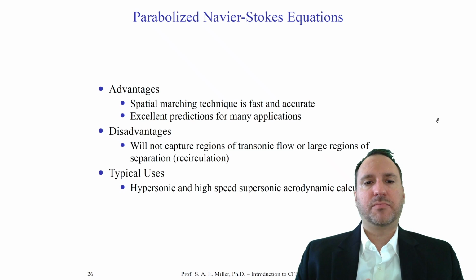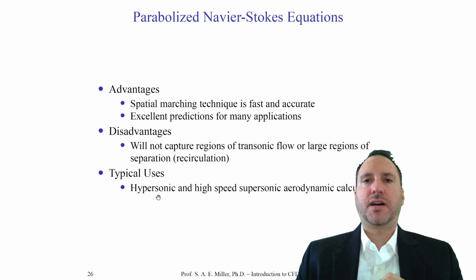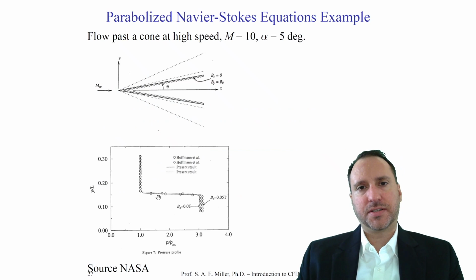There are many excellent predictions for many applications using this set of equations. There are certain disadvantages. They will not capture regions of transonic flow or regions where there are large separations where recirculations occur. In a recirculation, your flow might be returning upstream, even though you're in a supersonic, streamwise flow from the inlet condition. These are typically used in hypersonics and high-speed aerodynamic calculations.